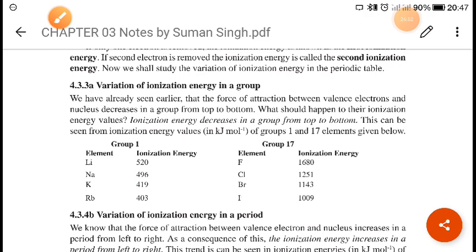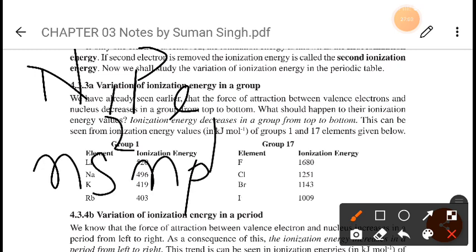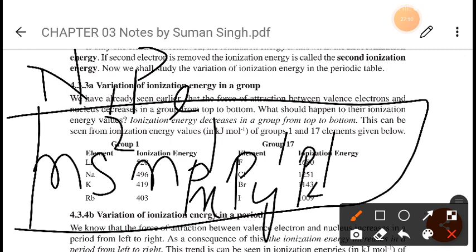Now next are elements like nitrogen, phosphorus, etc. They will have an electronic configuration like this: ns2 np1x np1y np1z. In this configuration, the p orbital belongs to the valence shell and is exactly half filled, as you can see. So these elements show higher stability and hence relatively higher ionization energy. I hope you have understood this.